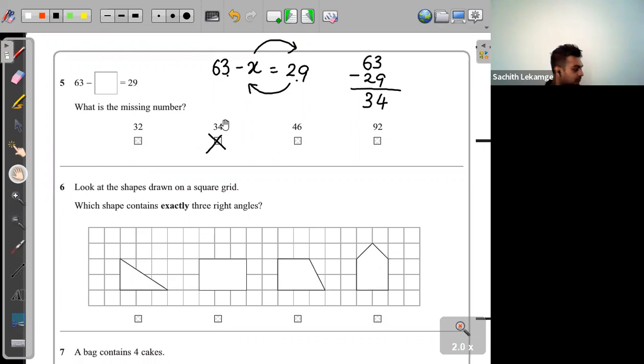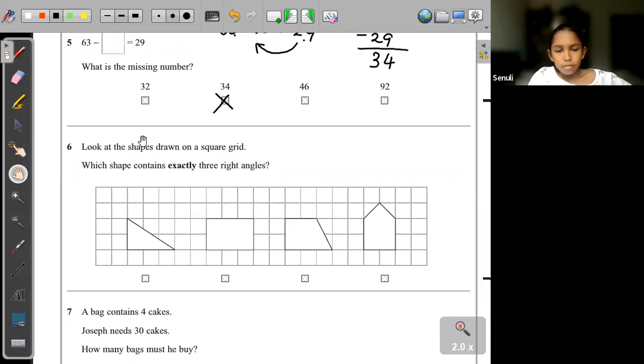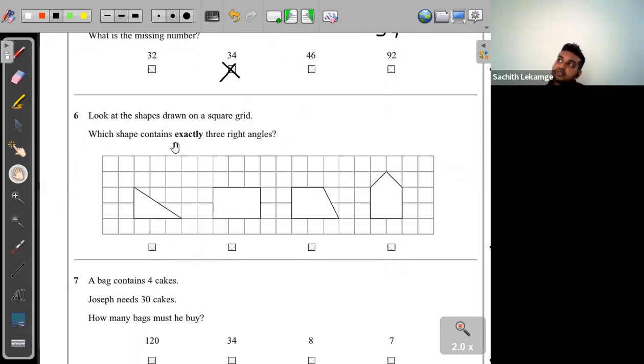Okay. All are finished. Okay, question number 6. Look at the shape drawn on the square grid. Which shape contains exactly 3 right angles? You know the right angle name, what is it? 90 degree angle. This one, how many right angles? 4. This one, 1, 2. This one, 1, 2, and this is another right angle. So it's 5. This is a pentagon. Right? Kevin, if you have any questions, tell me.